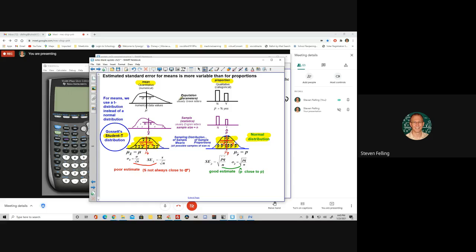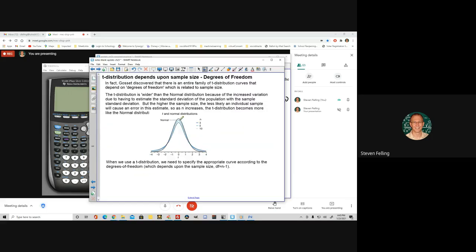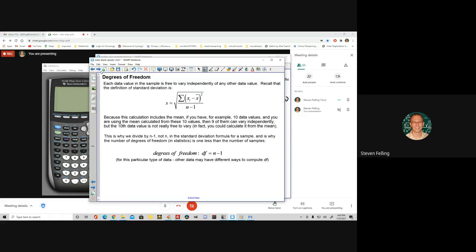But there's a twist. There's actually an entire family of t-distributions, because what Gossett discovered was that the lower the sample size, the more that shape deviated from a normal distribution. So in fact, you have to take sample size into account. The way we do it is we talk about something called degrees of freedom. Let me see if I can give you an intuitive understanding of what that is.